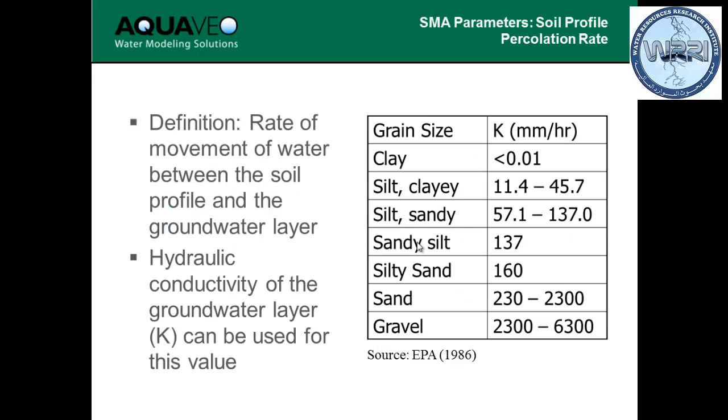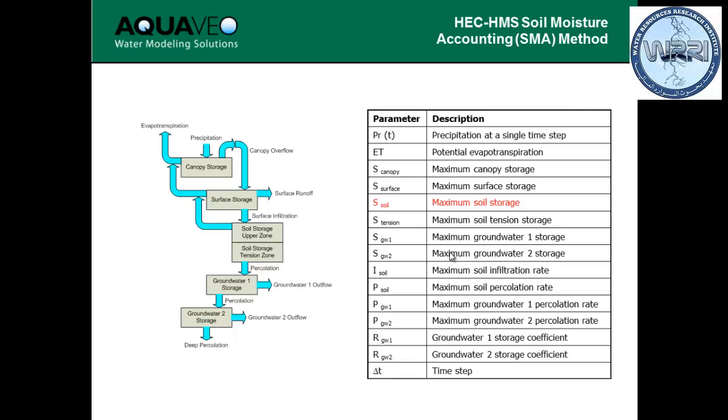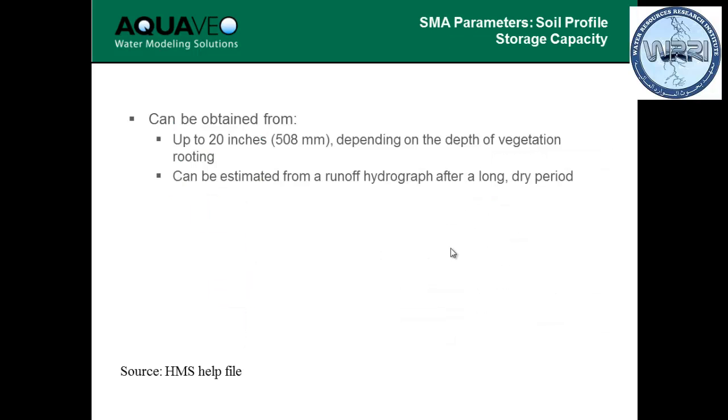Okay, and then soil percolation rates, same thing. You can use this table to get your soil percolation rates. The soil storage is up to 20 inches depending on the depth of vegetation rooting, and it can be estimated from a runoff hydrograph after a long dry period. So you just calibrate to a runoff hydrograph after a long dry period, and you can estimate that value.